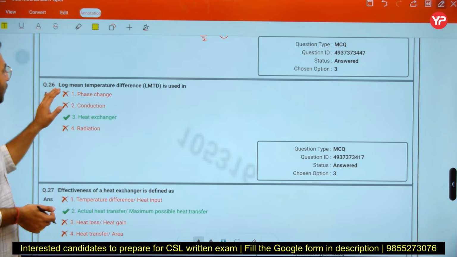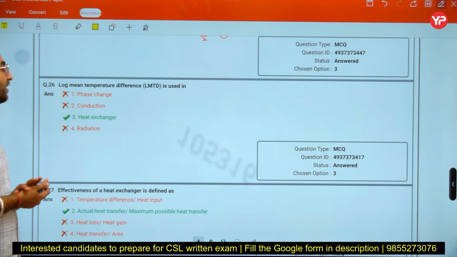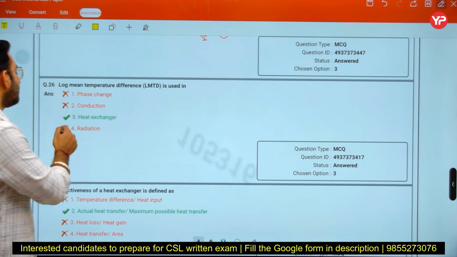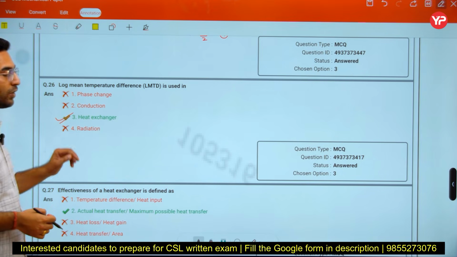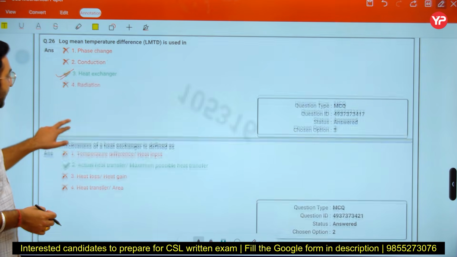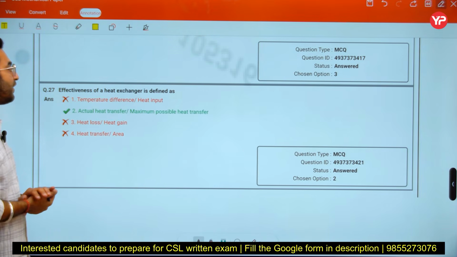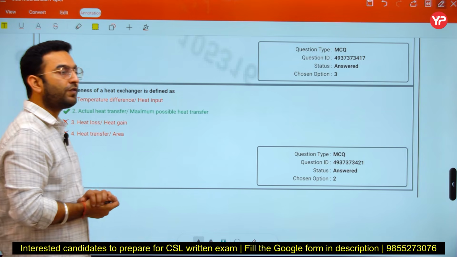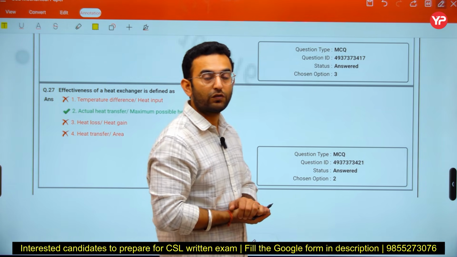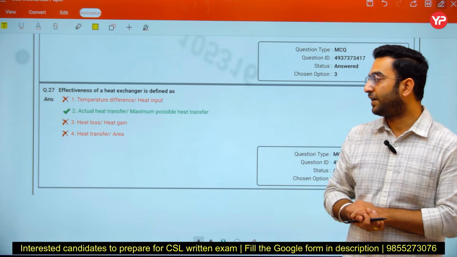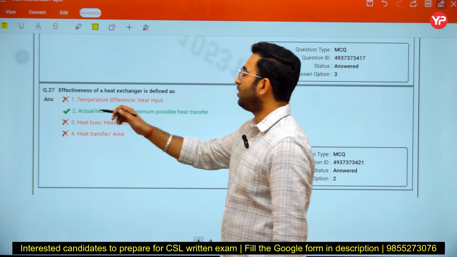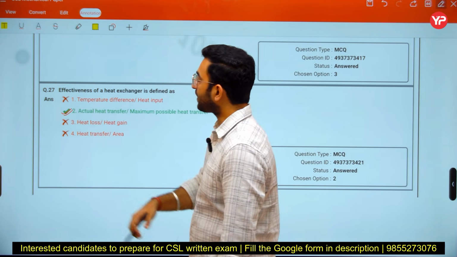Next, log mean temperature difference is used in the case of. So this is a very simple question. It is basically used in the case of heat exchangers here. So option number C is going to be the correct answer. Next, what is the meaning of effectiveness of a heat exchanger? Effectiveness of a heat exchanger is simply defined as the ratio of the actual heat transfer to the maximum possible heat transfer which can take place in a heat exchanger here. Okay, now so option number 2 is the correct answer here.